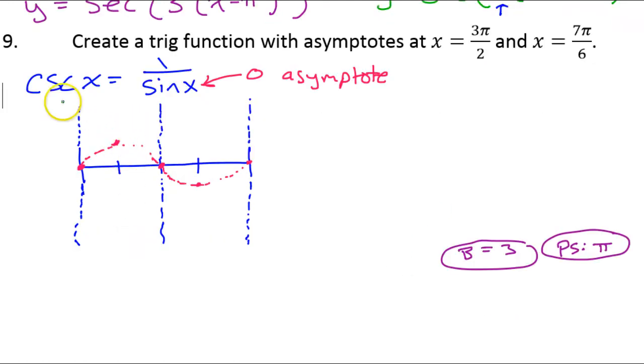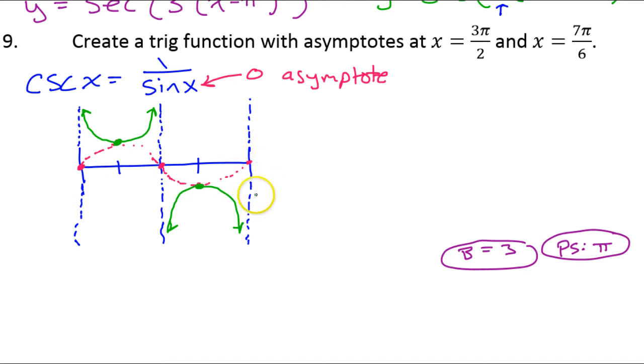Don't forget that the actual cosecant function would look like this. It would start from here and approach the asymptotes, going away from the midline, and it would start from here down low and approach these asymptotes. That doesn't affect our equation, but I just don't want you to think we're just graphing the sine function. Let's not forget that my sketch is cosecant.